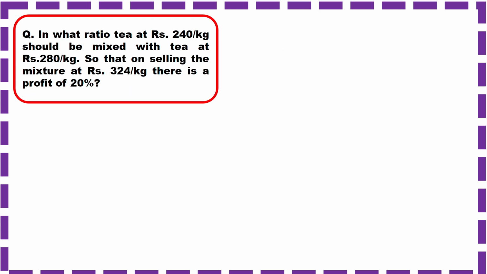In what ratio should tea at rupees 240 per kg be mixed with tea at rupees 280 per kg, so that on selling the mixture at rupees 324 per kg there is a profit of 20%? So in this case, 240 per kg is the cheaper one and 280 per kg is the expensive one. So 240 we will take on the left hand side, 280 on the right hand side. This is the cheaper one, this is the expensive one. And 324, should we take 324 here as the mean price?